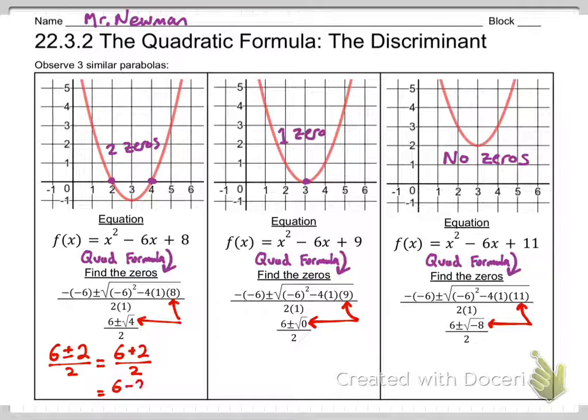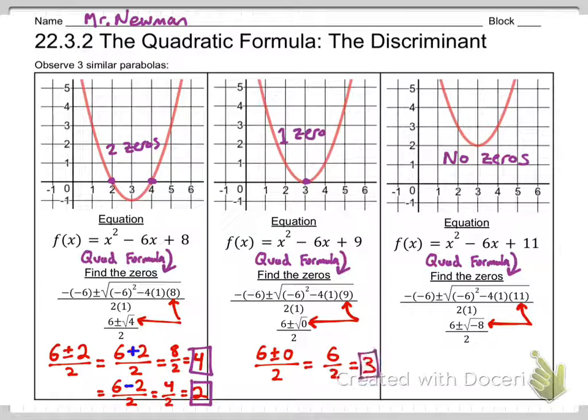So in this first one, we get two solutions because we have plus or minus 2. That was what the square root was. And the plus and the minus give us two separate values. And so we get two different numbers, 4 and 2. In the middle one, though, we have plus or minus 0. You know that when you add 0 to a number or you subtract 0 from a number, you get the same thing. You get that number. So 6 plus or minus 0, 6 plus 0 is 6, and 6 minus 0 is 6. So either way, it's going to be 6 over 2 or 3.